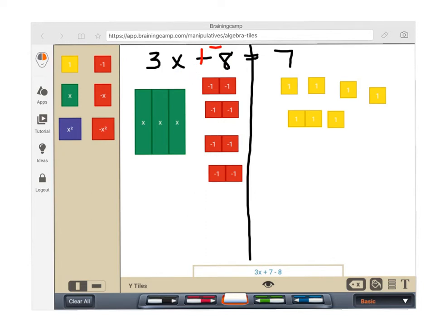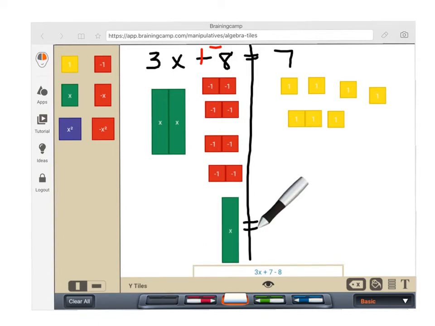The goal, remember, is to get x by itself. We want this x all by itself here at the bottom with some number over here, some number of squares over here. It has to be a green X, remember.